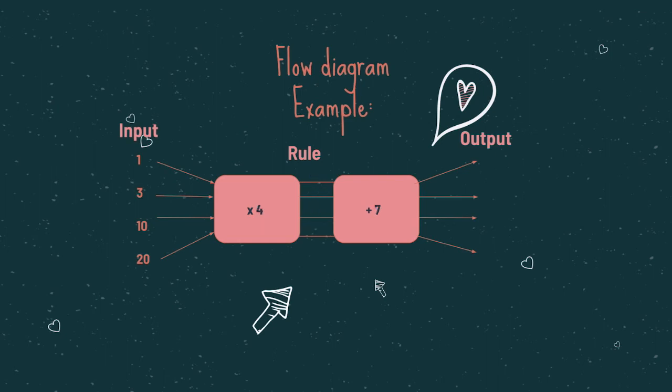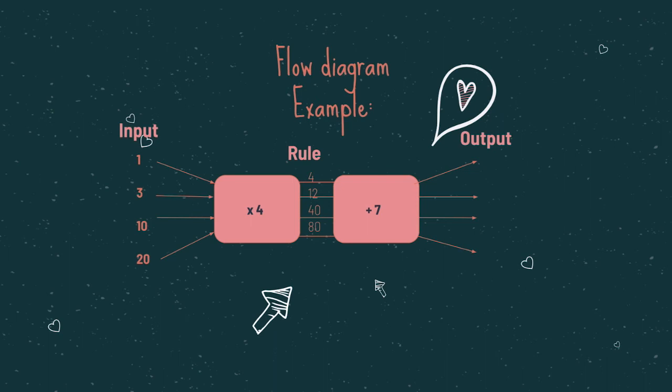The last example that we are going to look at is 1 times 4 and we add 7. So 1 times 4 is 4. 3 times 4 is 12. 10 times 4 is 40. 20 times 4 is 80.